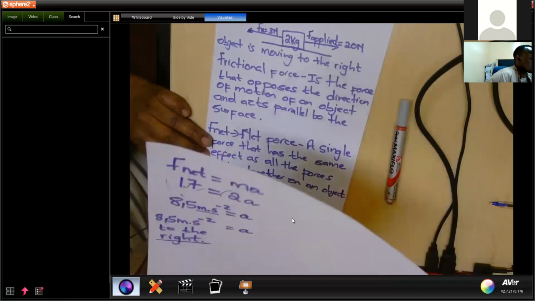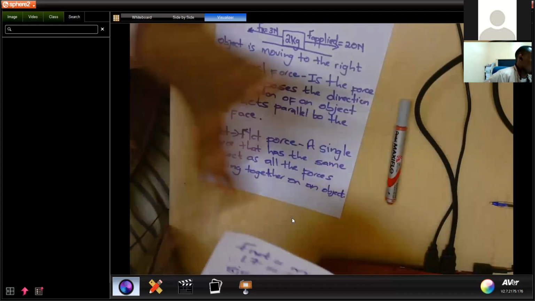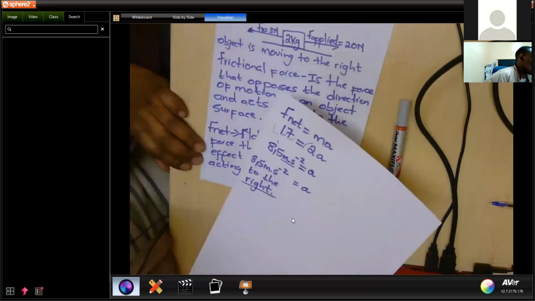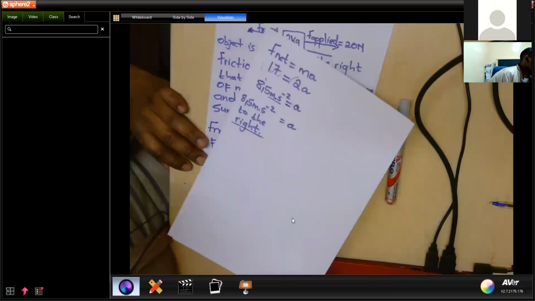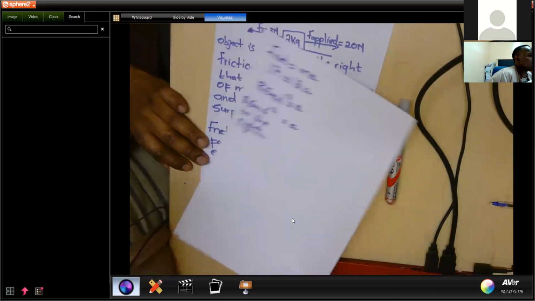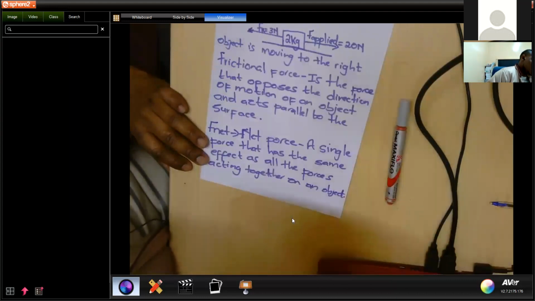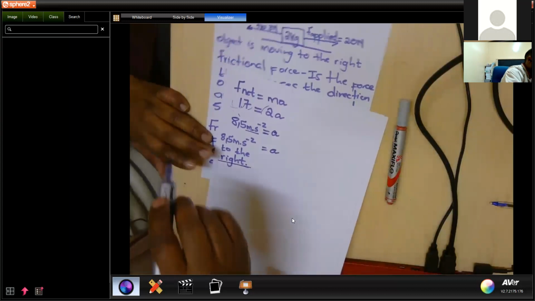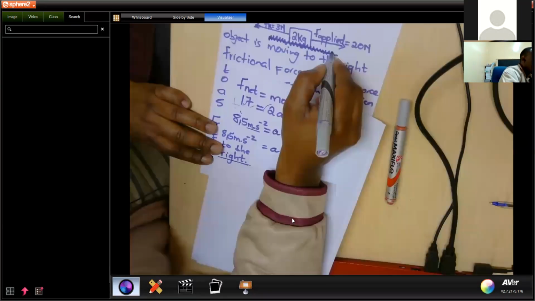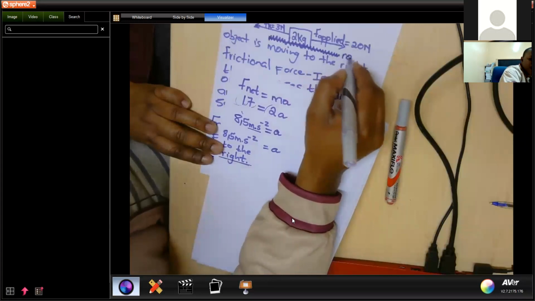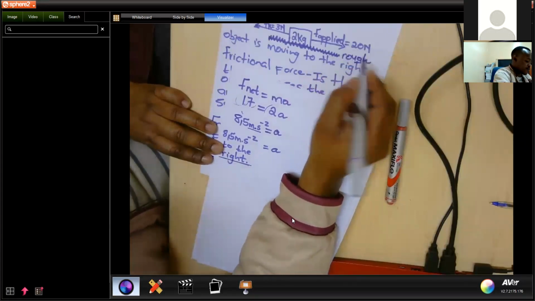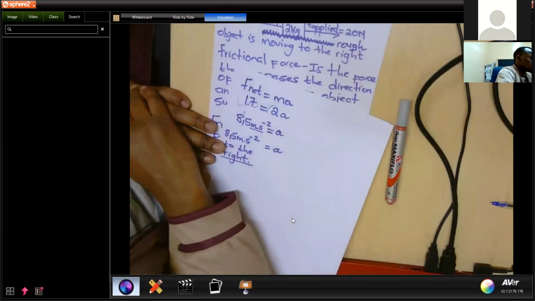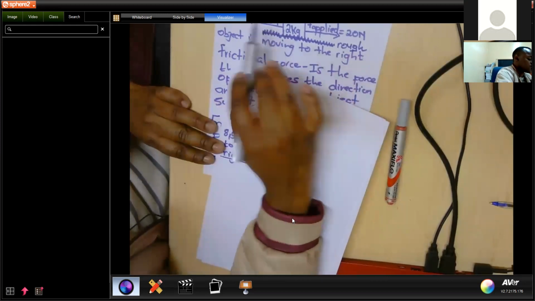One was an applied force because the man was pushing the object, and the frictional force was acting on the object. Now again, just to emphasize, remember, friction is only going to be experienced if the surface is not smooth. In other words, if our surface is rough, that is when this object will experience frictional force.